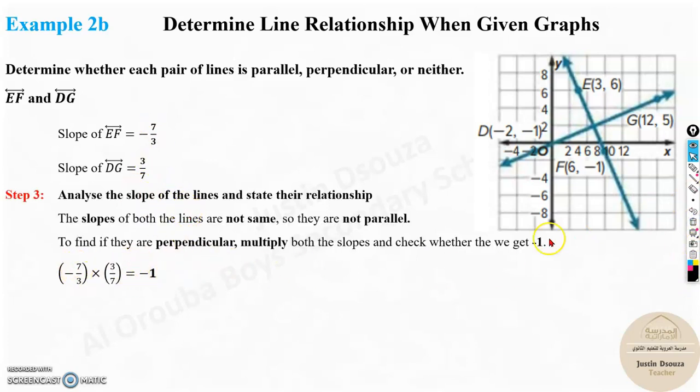Now, all you need to do is multiply the slopes. When you multiply them, we are getting exactly -1. How? Because the 7 cancels, numerator and denominator, and 3 cancels. Only -1 remains. Therefore, they are perpendicular lines. So these are perpendicular lines. That's the answer.